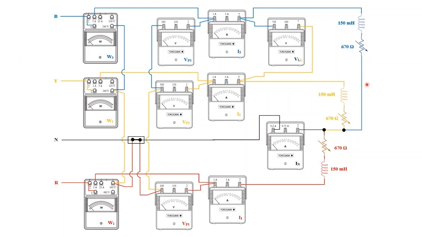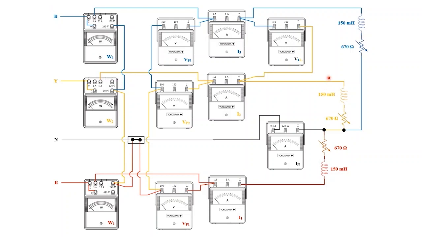Same thing we can see in phase B as well. First we have the rheostat and then the inductor, and it goes to the ammeter, and from the ammeter it goes to the wattmeter current coil, and then it is connected to the phase B point of the panel board. Same thing happens in phase Y as well. In phase Y, first again the rheostat and then the inductor, and it goes to the ammeter, and from the ammeter it goes to the wattmeter, and from the wattmeter it goes to the phase Y point of the panel board.